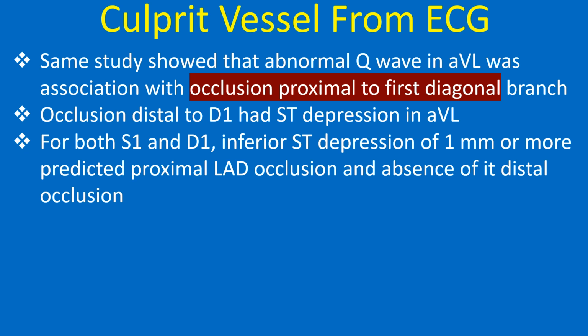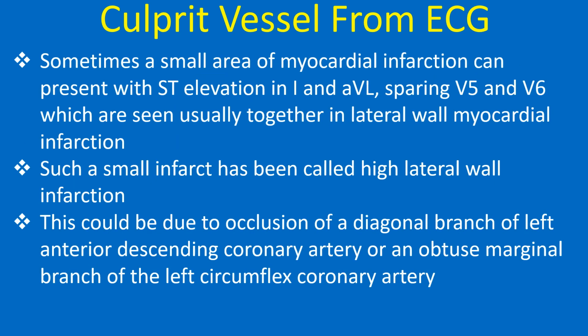For both S1 and D1, inferior ST depression of 1 mm or more predicted proximal LAD occlusion and absence of it distal LAD occlusion. Sometimes a small area of myocardial infarction can present with ST elevation in 1 and AVL, sparing V5 and V6, which are seen usually together in lateral wall myocardial infarction. Such a small infarct has been called high lateral wall infarction.